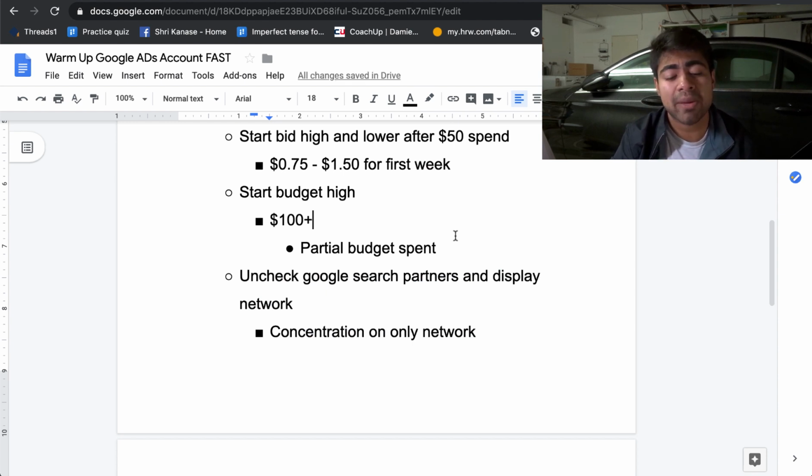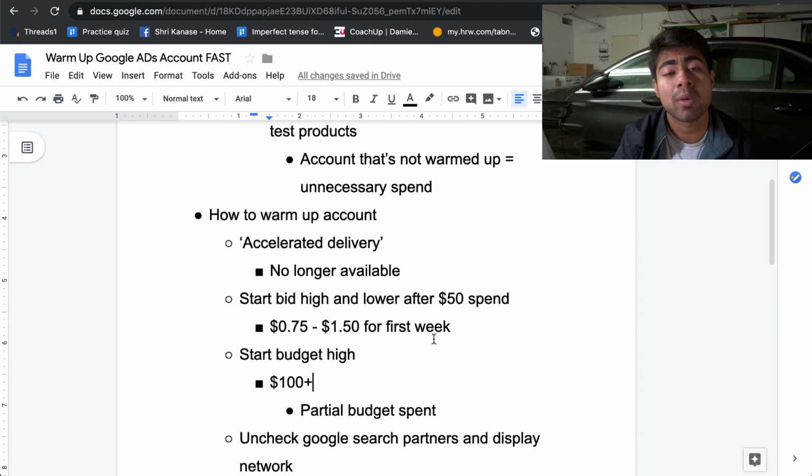Now, I normally used to recommend that you keep both of these checked simply because these were additional streams of impressions for your Google Ads account and your product, which means these two networks made it easy for you to show your products elsewhere. But nowadays, I'm starting to recommend against this, especially if you want to warm up your account much faster.